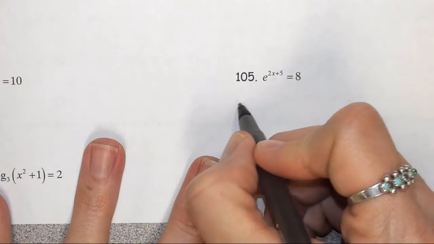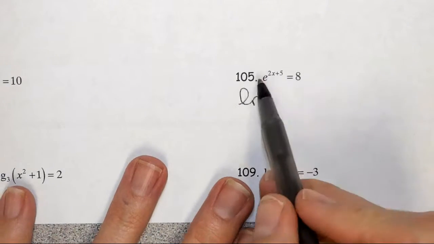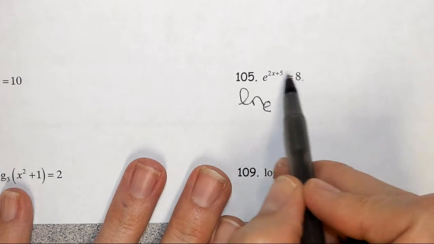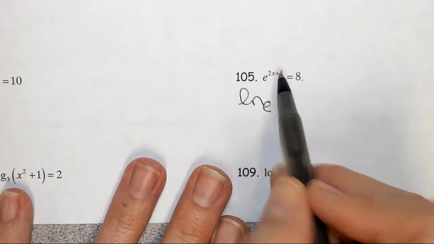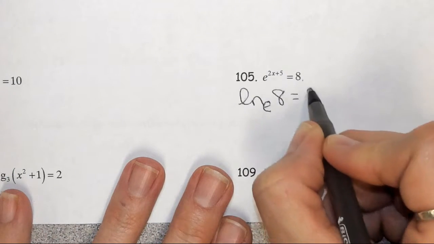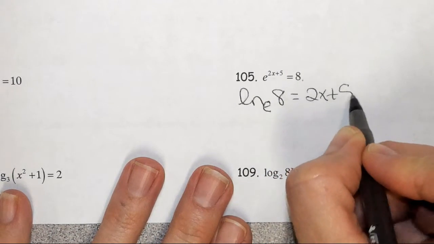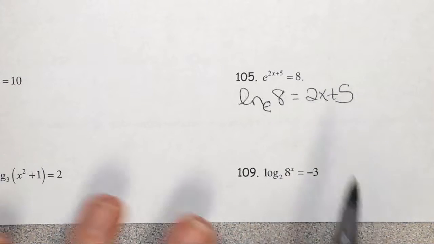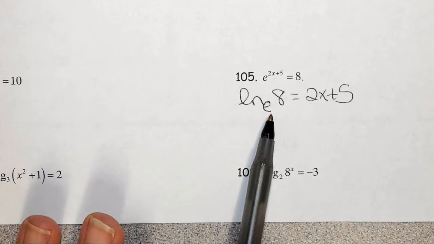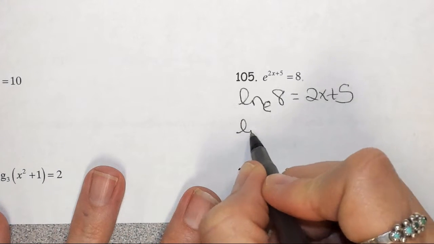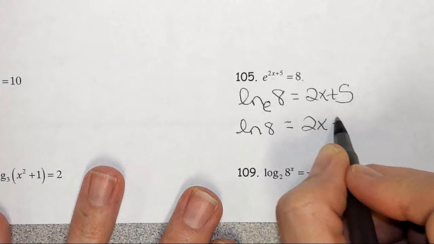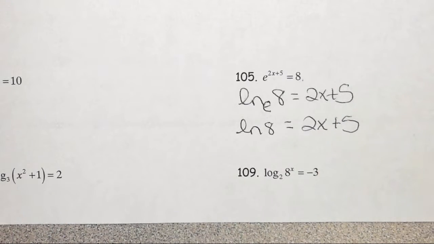Okay, so I'm going to write ln. What's my base? E. What do I have to do to these two things right here? Got to flip them. So ln of 8 equals 2x plus 5. Again, do I have to keep this e right here? No, it's just understood. So I can rewrite it without it. So ln of 8 equals 2x plus 5.